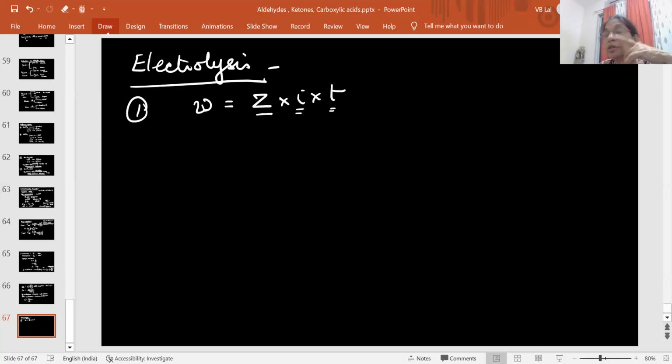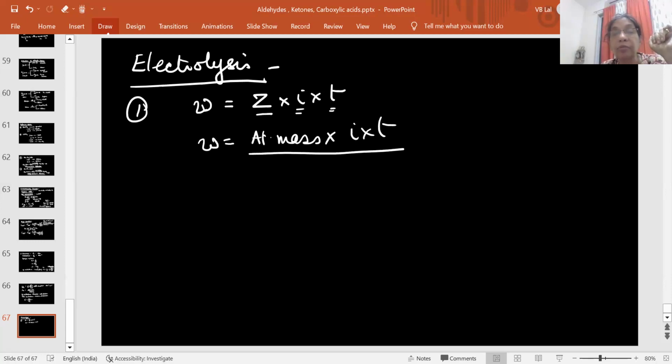Okay, what is Z? Z is equivalent weight divided by 96500. I have told you an easy way of doing it. You can write it as atomic mass into I into T divided by valency of the atom which is deposited into 96500. So that is how you find the weight of the substance deposited.